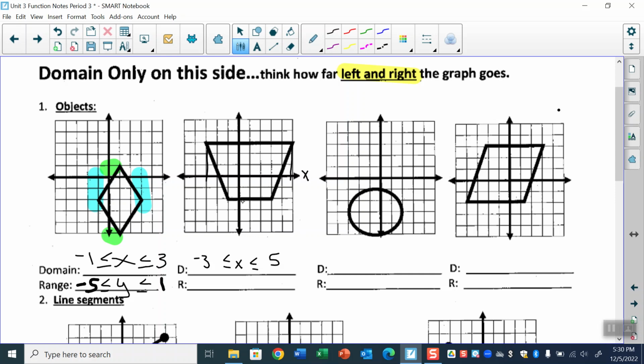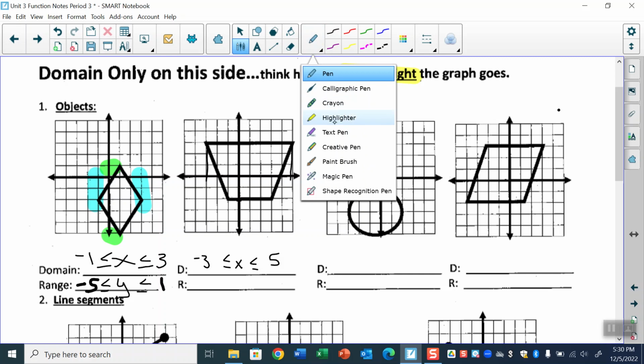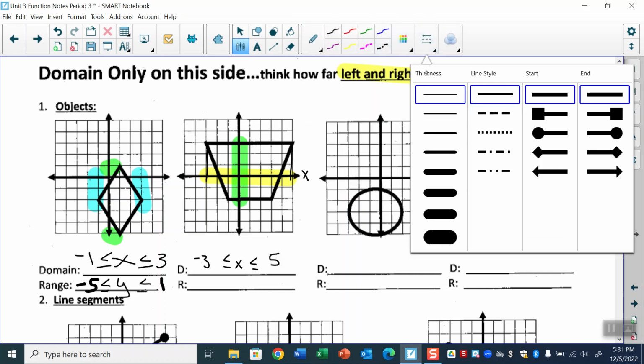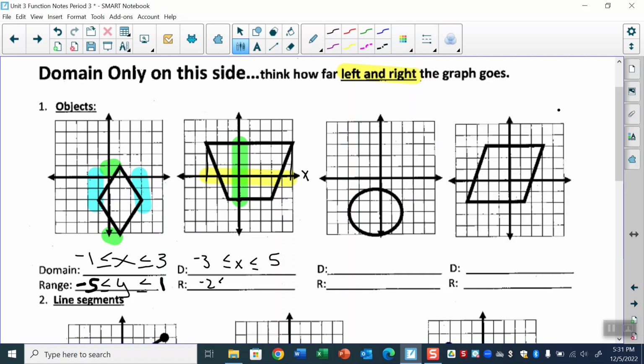Now if I'm looking at the range, I'm going up and down, so that would be starting at the y. For range, I'm going to go from bottom to top. So here's my domain, left and right, and then my range goes from bottom to top. My range here is going to be -2 is less than or equal to y, because I'm talking about the range, which is less than or equal to, and then the biggest y would be 1, 2, 3.